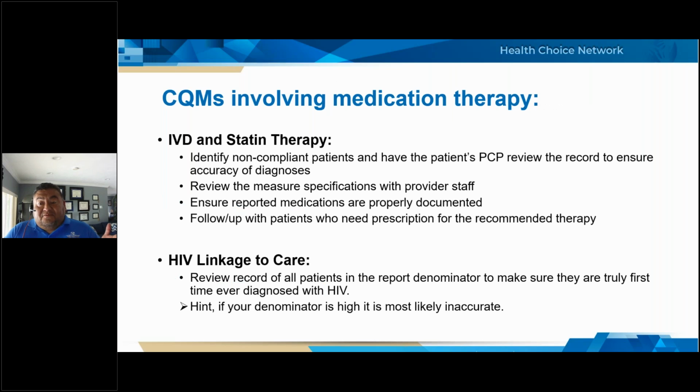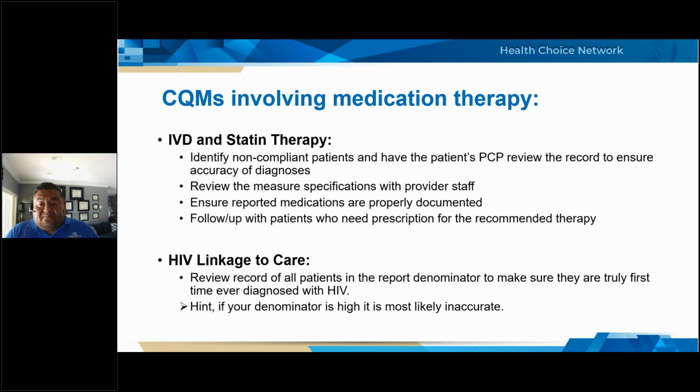Some of the CQMs involve medication therapy, IVD and statin therapy. Identify those non-compliant patients and have the patient's PCP review the record to ensure that the diagnosis is accurate, review the measure specs with the provider staff, and ensure that reported medications are properly documented, and then follow up with the patients who need the prescriptions for that particular therapy.